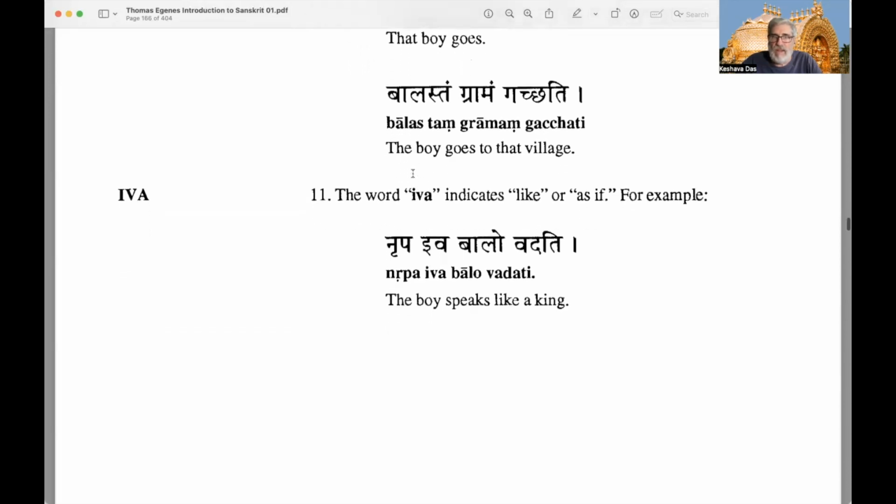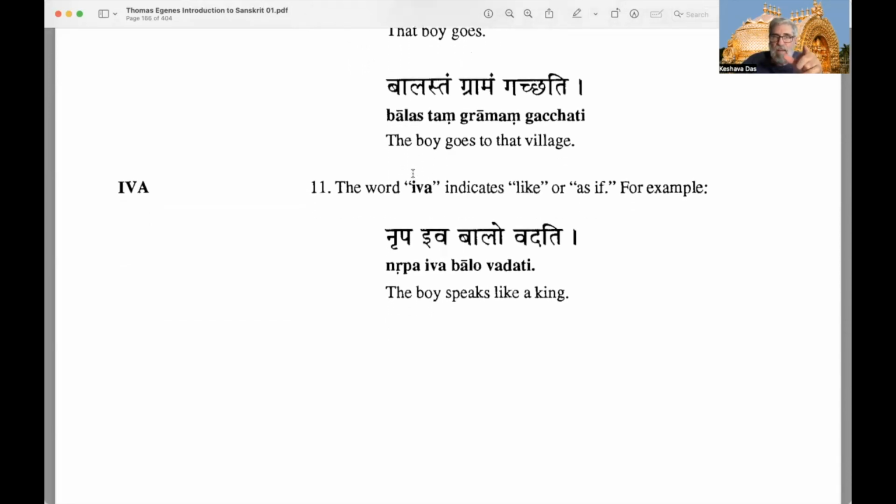Now let's see another one here. We have balas tam ramam gachati. So let's break the Sandhis. We have a couple of anushwara Sandhis here where the M's have turned into anushwaras. So we have gramam gachati.